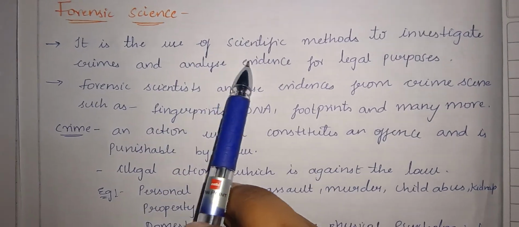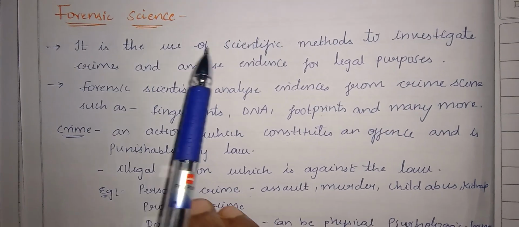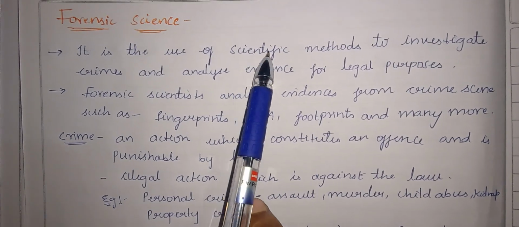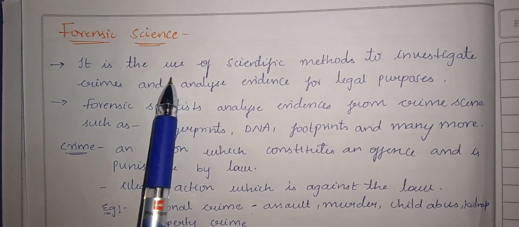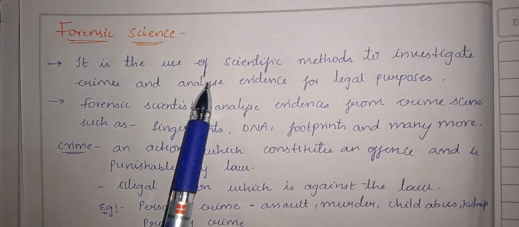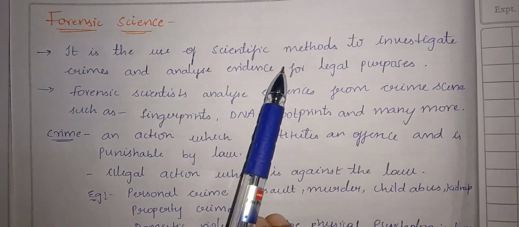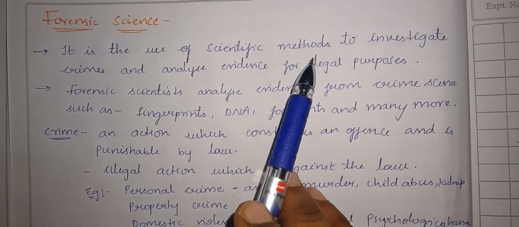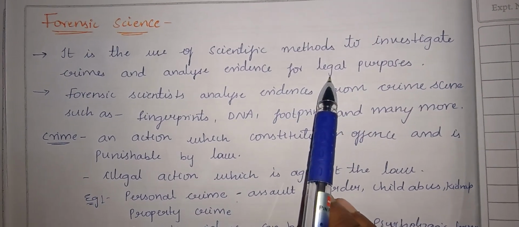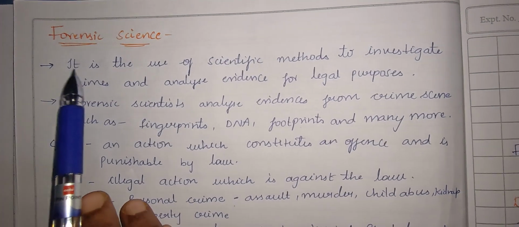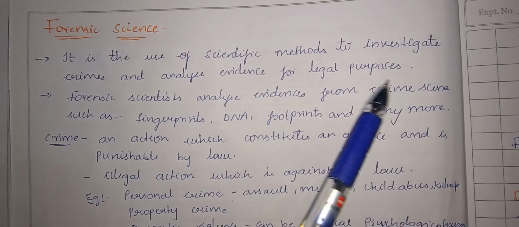So it is the use of scientific methods to investigate crimes and analyze evidence for legal purposes. It is the use of scientific methods which is related to science only. So to investigate the crime scenes, and after the collection of the evidence, we are going to analyze it, right? After analyzing the evidence, we are going to solve the crime case for legal purposes. Under legal purposes, we can include the courts and justice.